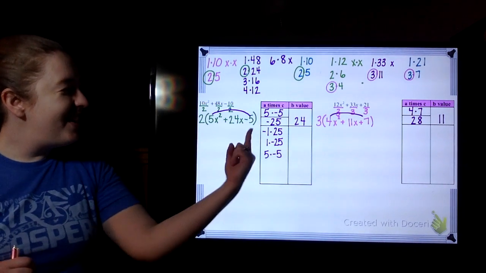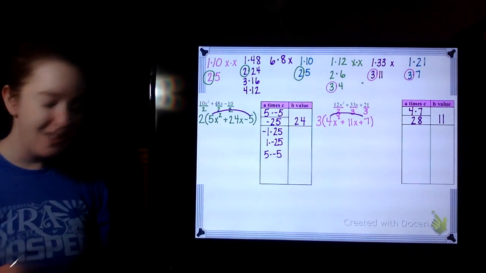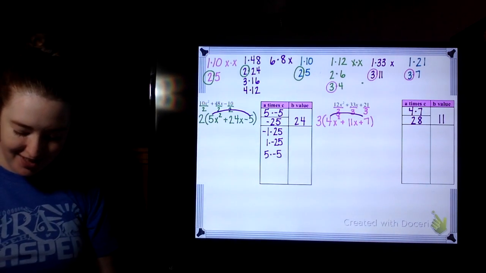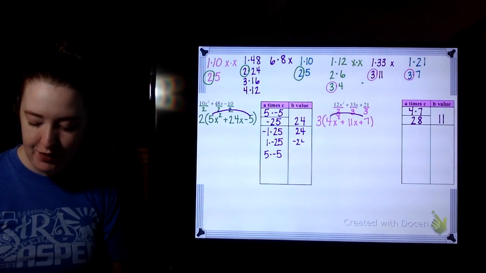Okay, now we've got to add everything together in the left column into the right. So negative 1 plus 25 is 24. 1 plus negative 25 is negative 24. 5 plus negative 5 is 0.